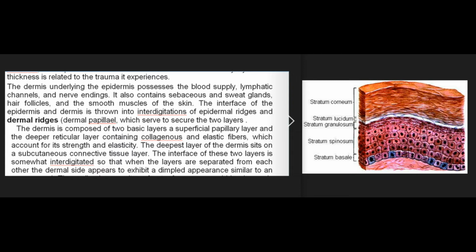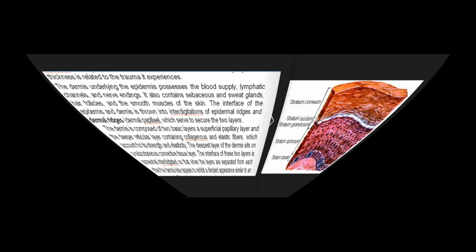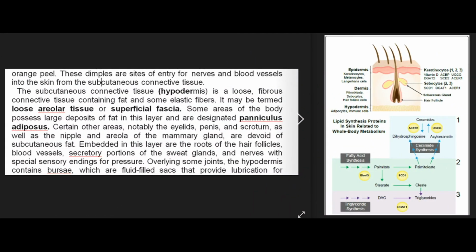The interface of these 2 layers is somewhat interdigitated so that when the layers are separated from each other the dermal side appears to exhibit a dimpled appearance similar to an orange peel. These dimples are sites of entry for nerves and blood vessels into the skin from the subcutaneous connective tissue. The subcutaneous connective tissue, hypodermis, is a loose, fibrous connective tissue containing fat and some elastic fibers.